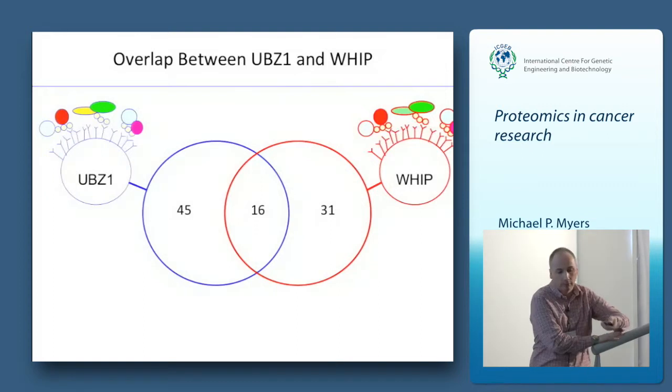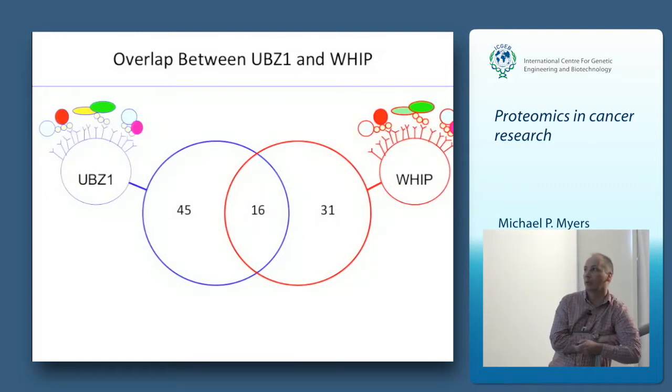I have a mass spec sitting in my lab, so I do an IP of UBZ1 to see what comes down, and I do an IP of WIP to see what comes down, and they're quite different. There's not much overlap between these two.